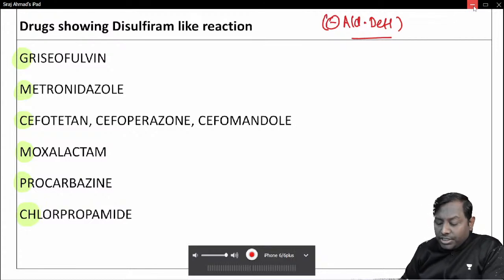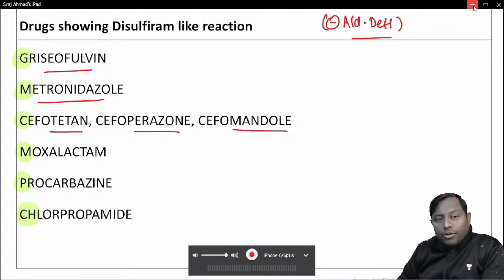Now another question asks, which anti-amoebic drug? Metronidazole. Which antifungal drug shows disulfiram-like reaction? Griseofulvin. Which cephalosporin shows disulfiram-like reaction? So, cefotetan, cefoperazone, cefamandole. Moxalactam is also one of the cephalosporins.